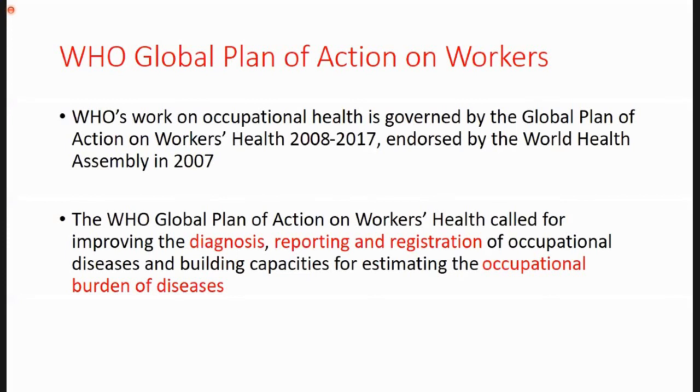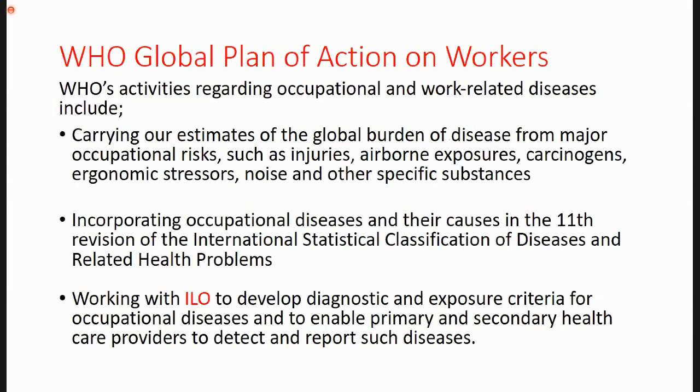Now, this is the World Health Organization Global Plan of Action on Workers' Health, WHO's work on occupational health, which ran from 2008 to 2017. This action plan was taken and discussed in the World Health Assembly. It called for improving the diagnosis, reporting, and registration of occupational diseases and building capacities for estimating the occupational burden of diseases. So this was started, and legislation was made to make sure that owners of industries are responsible for working environments, and they should be penalized, or legal actions can be taken against them, when this plan is made and implemented.